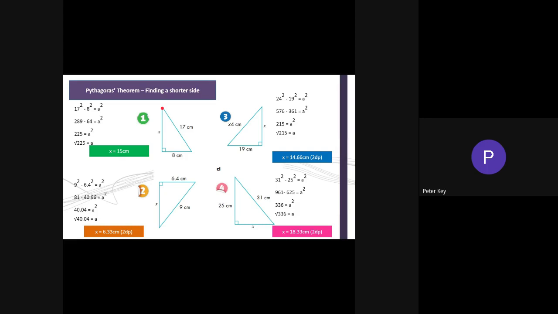Finally, D, we've got 31 squared minus 25 squared. That will give us a total of 336. Obviously, that's squared, so we square root it. So square root of 336 is 18.33 centimetres to 2 decimal places. To 1 decimal place, that will be 18.3 centimetres.